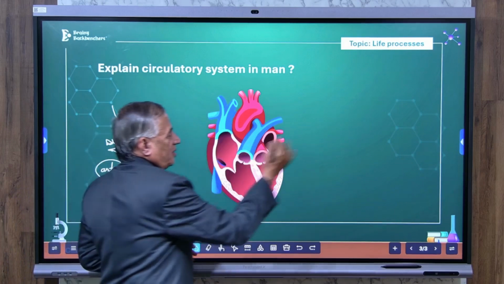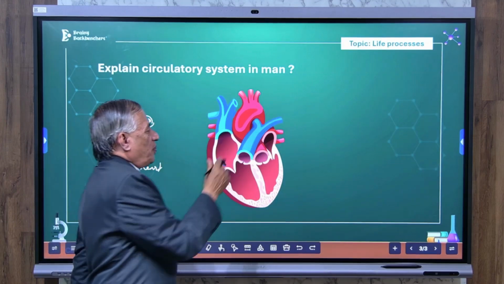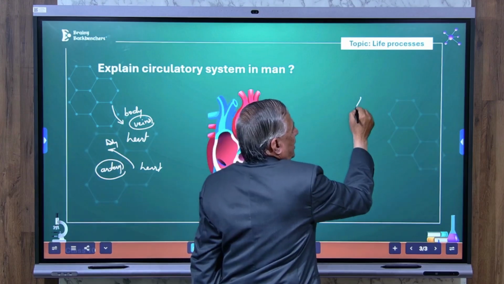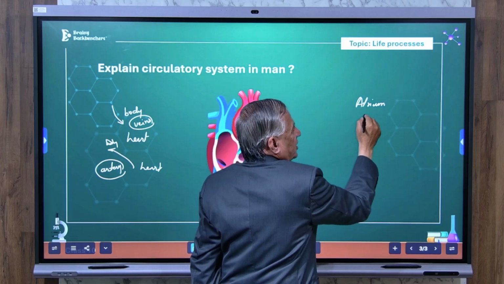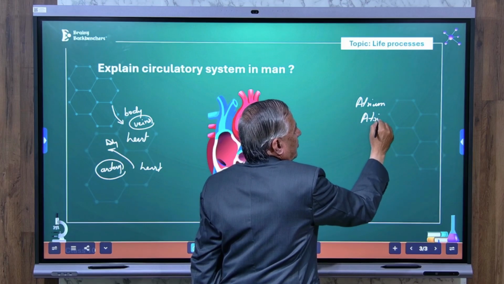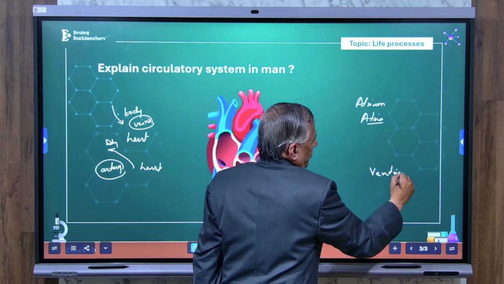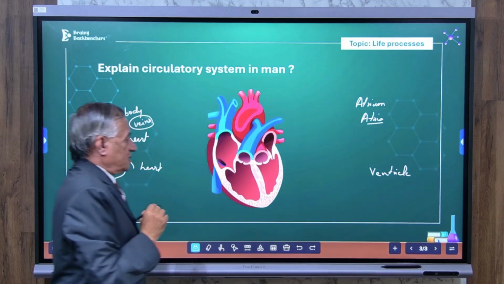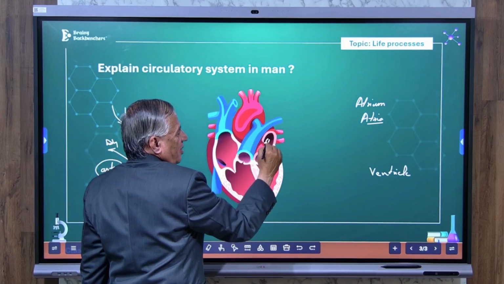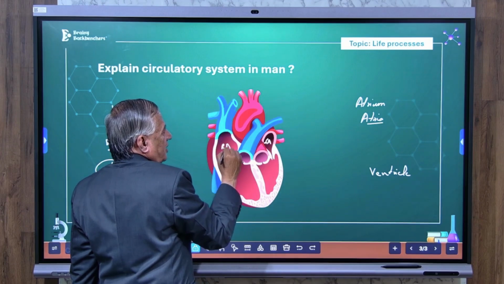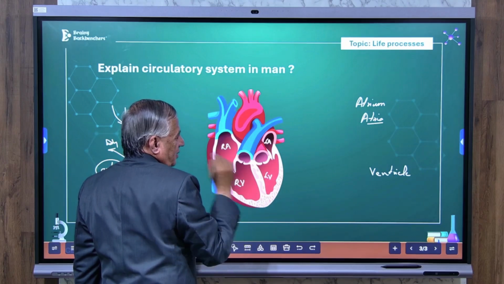Let us start from here, right side. There are four chambers in the human heart. Upper chambers are called atrium. One is atrium, and if it is two, it is called atria. Lower chambers are ventricles. I will start from the right hand side here. First one, this is left atrium, right atrium, left ventricle and then right ventricle.